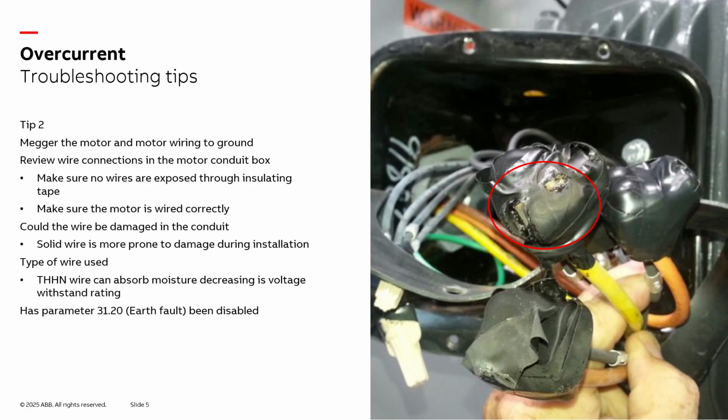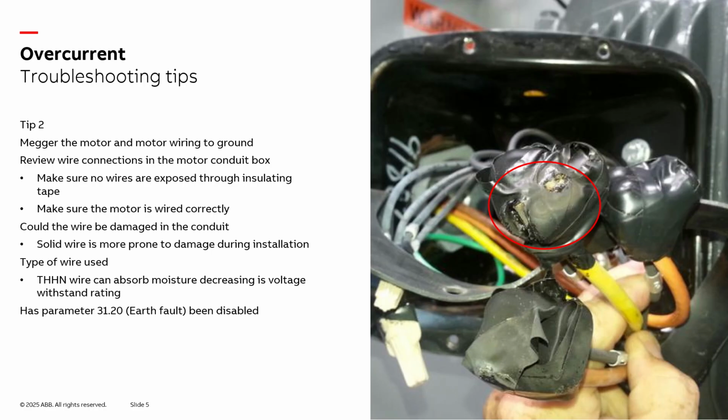The type of motor wire used should also be reviewed. THHN wire has been used successfully for decades as VFD wire between the drive and the motor. This, though, is not ideal wiring. THHN wire can absorb moisture in its insulation, reducing its voltage withstand rating. So there may be the need to upgrade the motor wiring being used to a better type of wire cable.